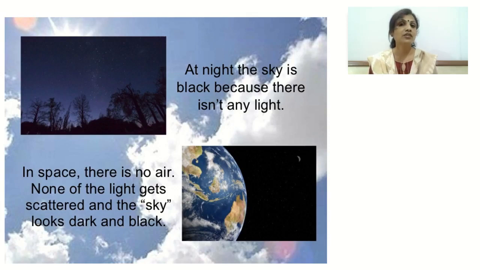So since there is no air, there are no fine particles there, so there is no scattering of light. There are no particles which can scatter the light. So the astronauts can observe the sky as completely dark in color, or completely black in color, right?